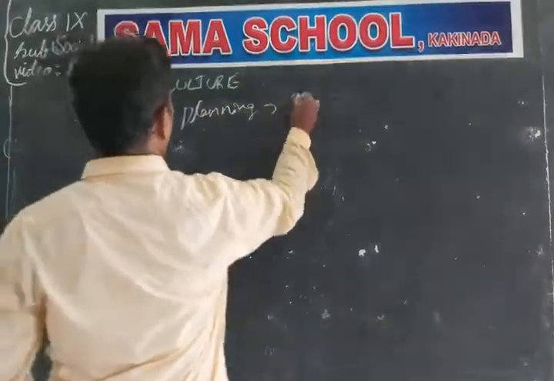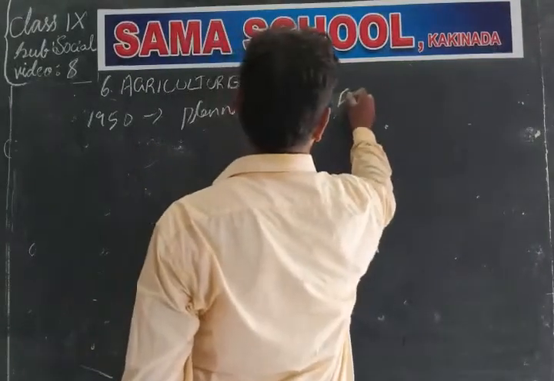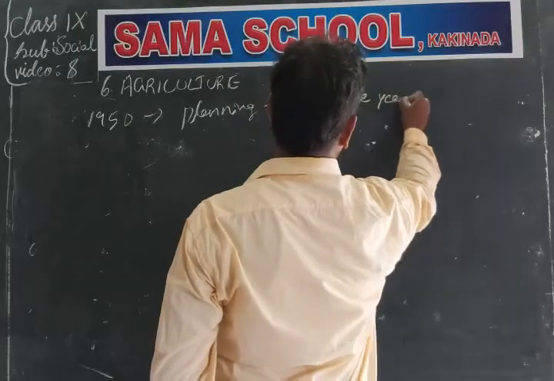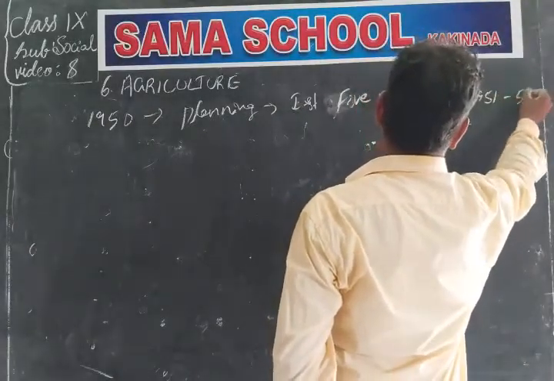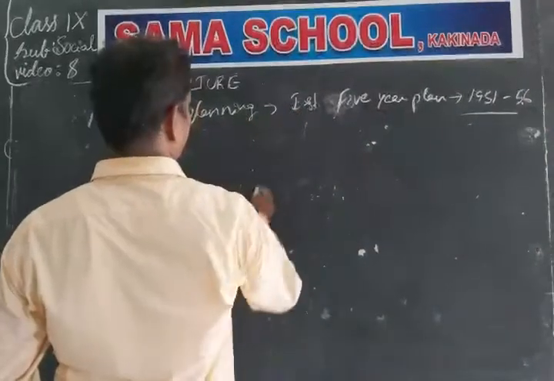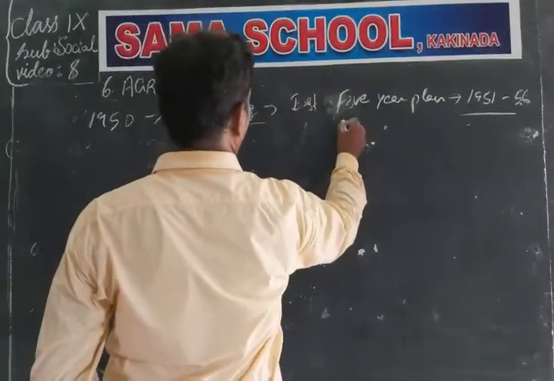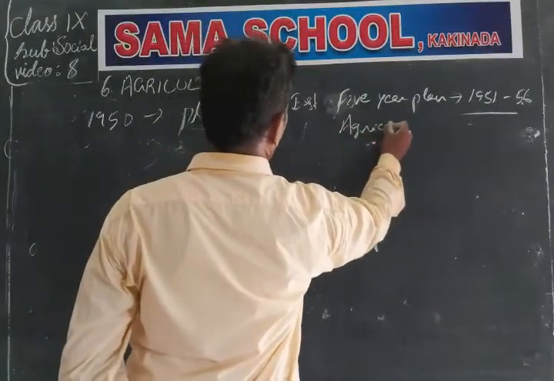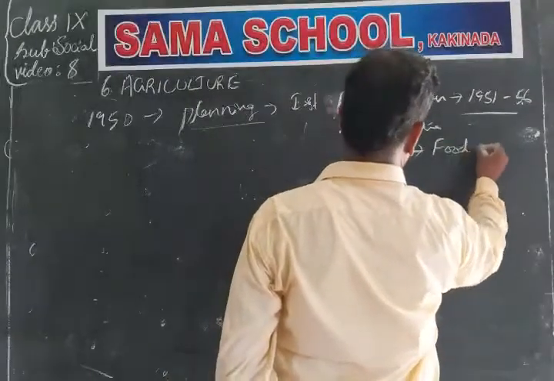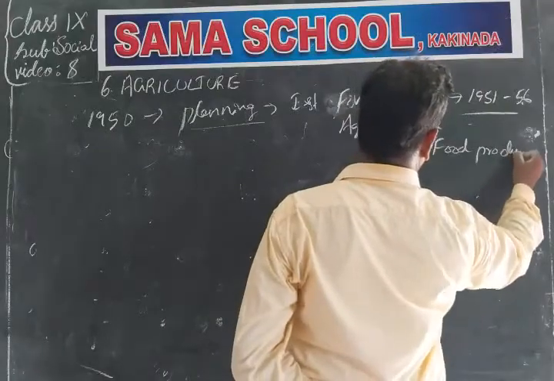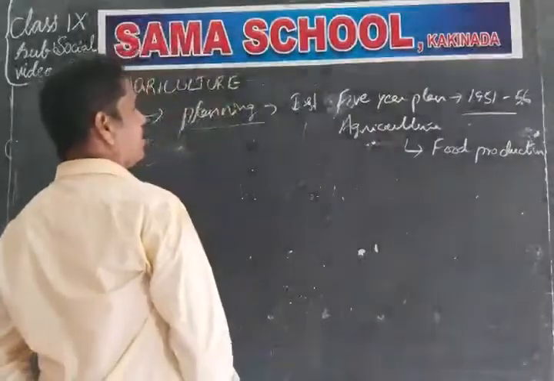In the first 5-year plan, 1951 to 56, our Indian government gave priority to agriculture. Simply we say that agriculture means increase of food production. We should fulfill the needs of the people first, business purposes later, to improve the food production.